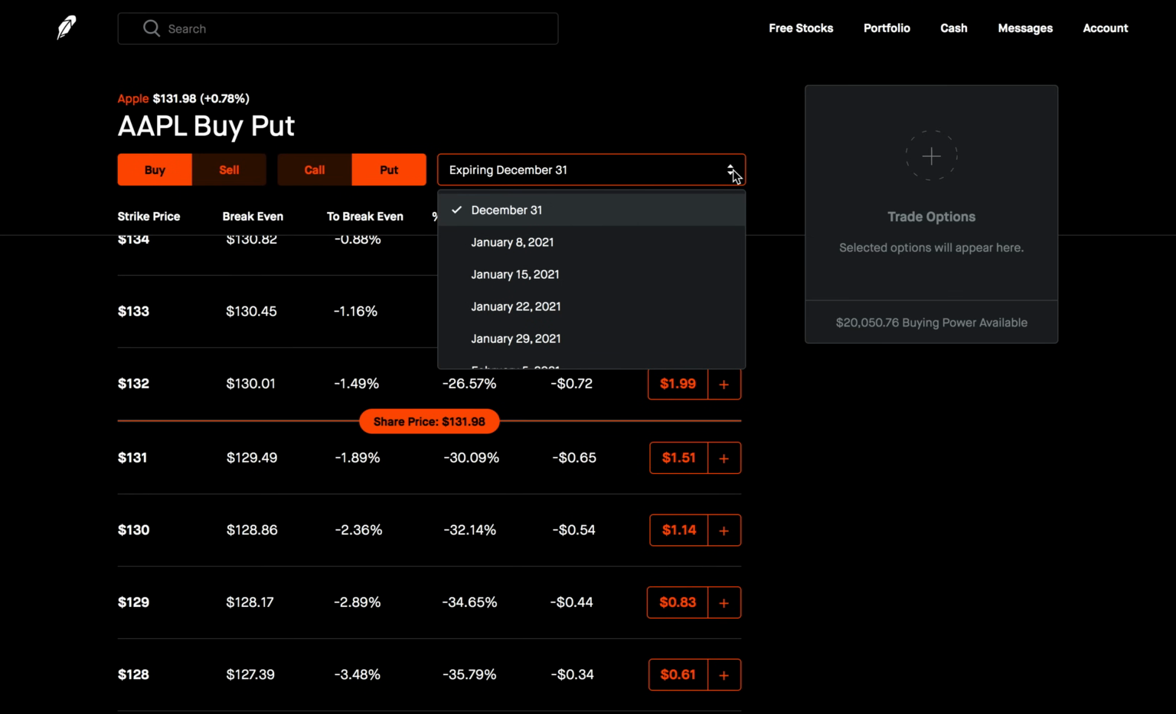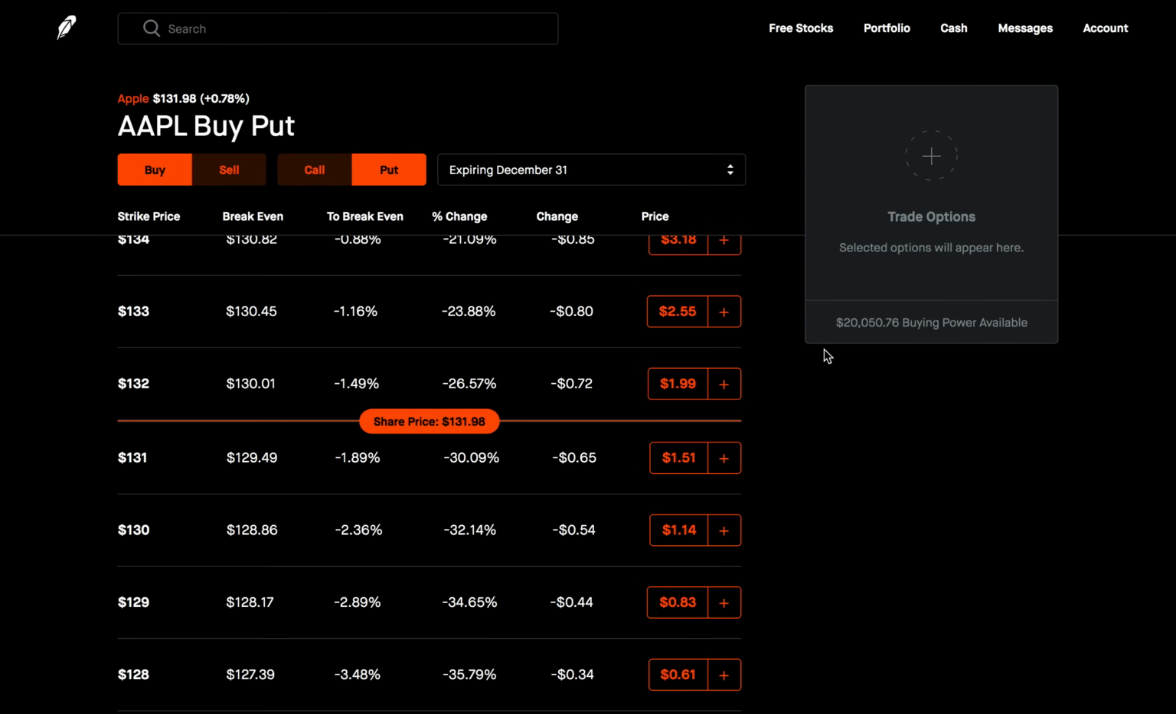Buying a put is a bearish strategy. You do want the price of the stock to go down. And so you do want to give the stock enough time to go down to the price that you want it to go down. Now, keep in mind that the further expiration date you choose, the more the option is going to cost. So we're just going to leave it as December 31st for this demo.